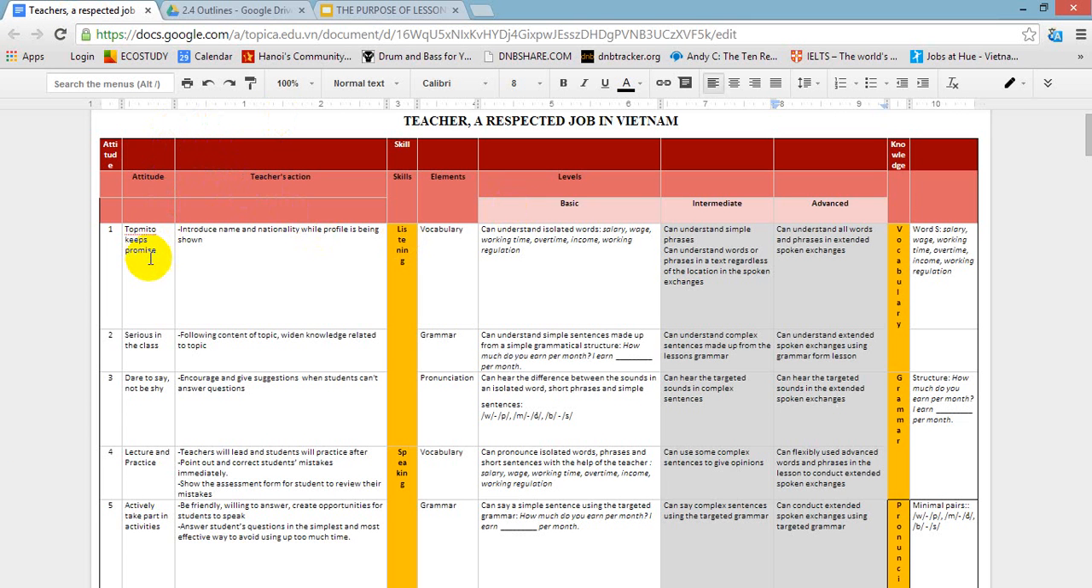So firstly, with the attitude, the first one is that Topmito keeps their promise, and that is to ensure that we give the students our best and that we help them learn as well as they can. So we would start by introducing ourselves and where we're from and getting them to introduce themselves. And secondly, we need to be serious in the class. So we need to follow the topic of the day and to help them widen their knowledge on the topic of the day.